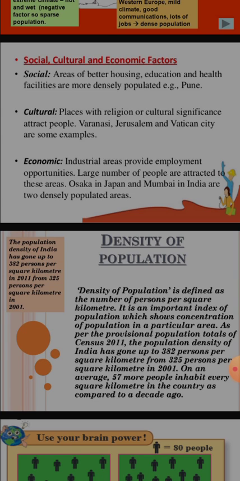Understood? So these are the economic factors: because of the presence of so many industries, so many people are getting employment opportunities. A large number of people are attracted to these cities in search of employment. So this is another factor for the more population of that place. So these are the three factors which are responsible for more population in a particular area or place.